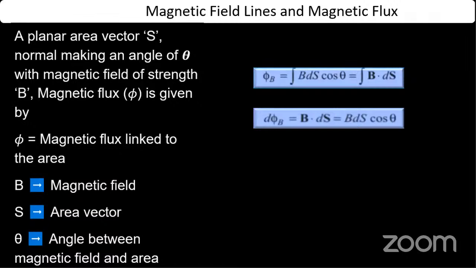A planar area vector S normal making an angle of theta with a magnetic field of strength B, and the magnetic flux is then given by phi is equal to B dot S or B S cos theta.